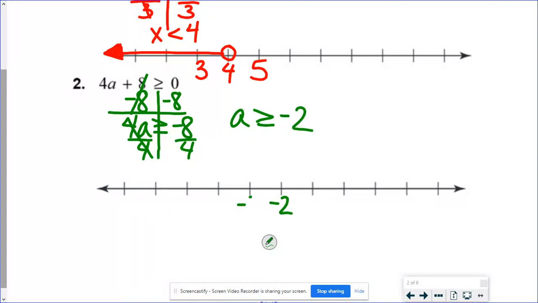Make sure that your numbers are going the appropriate way on a number line. If you need to write down just a couple of numbers on either side of 0 to remember which way your numbers are going, go ahead and do that. Because this has that half of an equal sign, it's going to be a filled in circle because it can be exactly equal to -2. And then we're going to go greater than, which is going that way.